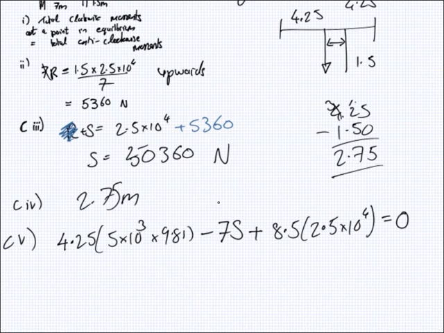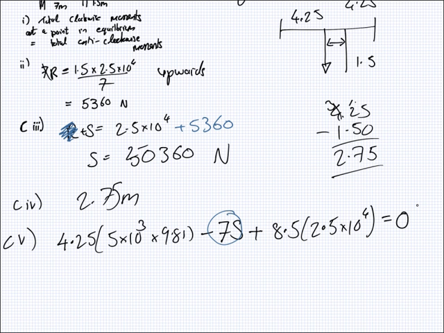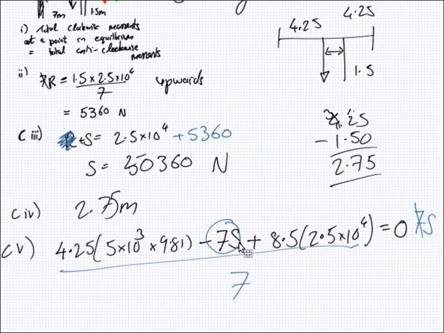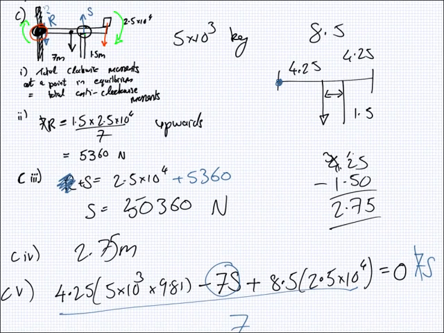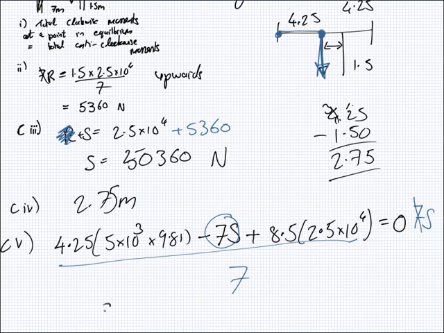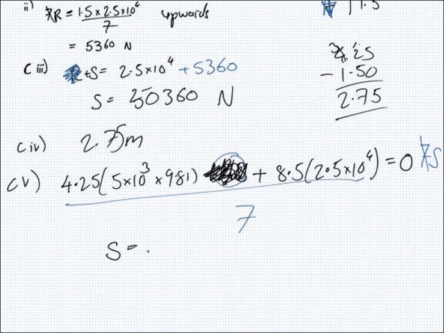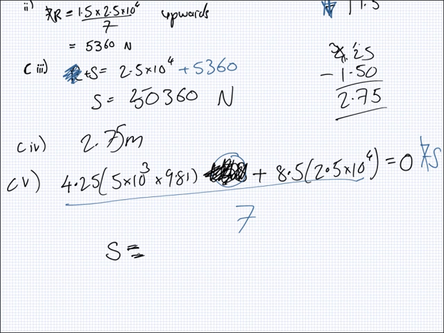So look, I'll just take this over here. That's a 7S, and then divide by 7. Sorry, the first 4.25 times... that's the distance from the end to the center of gravity. In the equation, 4.25 times 5 times 10 to the 3 times 9.81. That's the whole thing for the first one. Okay, so what's the S there?